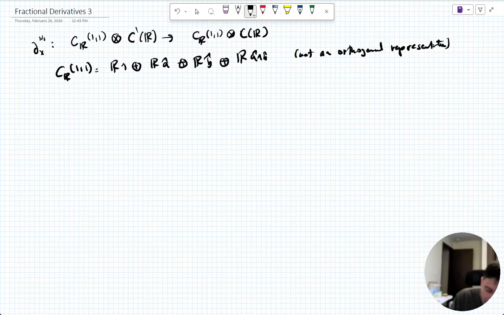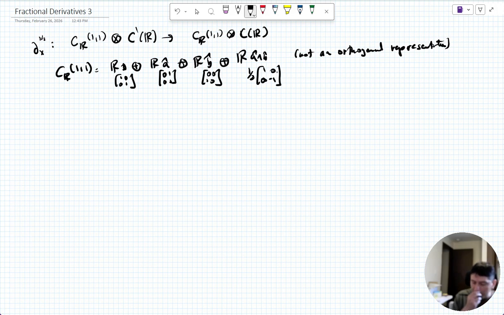So 1 in this case is going to be the identity matrix, 1, 0, 0, 1. A is going to be the 0, 0, 0, 1 matrix. B is going to be the 0, 1, 0, 0 matrix. And A wedge B is going to be equal to the matrix 1, minus 1 half, 0, basically. So it's interesting to see this. Of course, they're not orthogonal because these two are not orthogonal, but this one is orthogonal to those two, right?